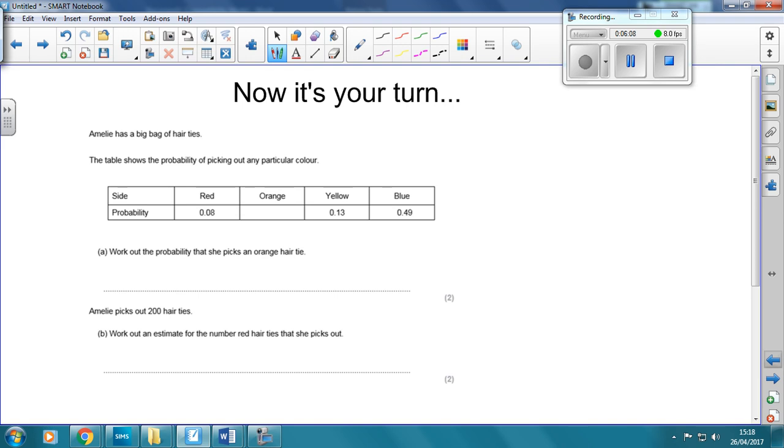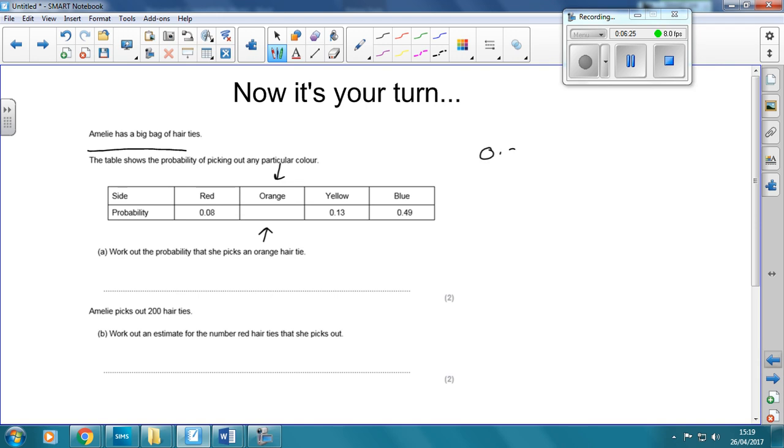Okay, so hopefully you've paused the video. So now let's go through in exactly the same way as we have done the past 2 questions. So we need to work out the probability that Emily has, and she has a big bag of hair ties. The table shows probability of picking out any particular colour. So we've got to work out the probability that she picks out an orange.